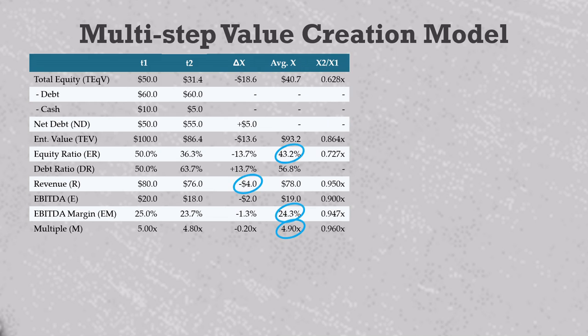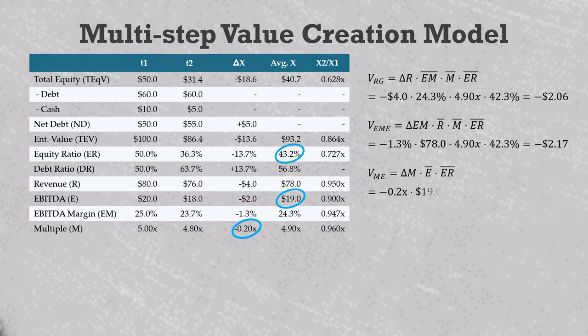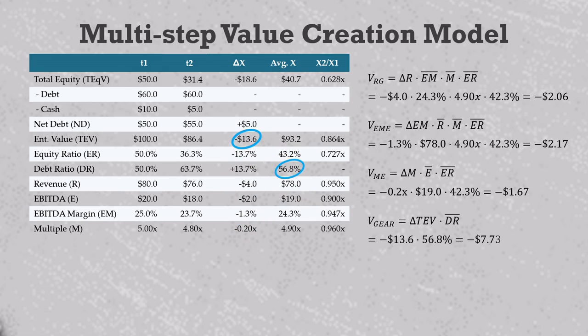For example, revenue growth is the minus $4 million decrease times the average EBITDA margin multiple and equity ratio. EBITDA margin expansion is the minus 13% decrease times the average revenue multiple and equity ratio. Multiple expansion is the minus 0.2x decrease times the average EBITDA and equity ratio. Gearing is the $13.6 million drop in enterprise valuation times the average debt ratio. And cash flow generation is the cash burn of minus $5 million. As expected, these add up to the total equity loss of minus 18.6.